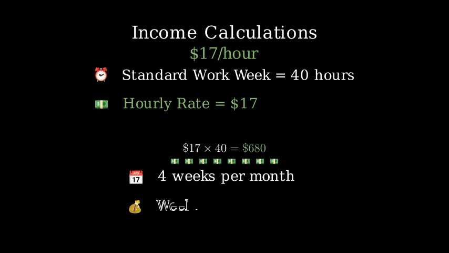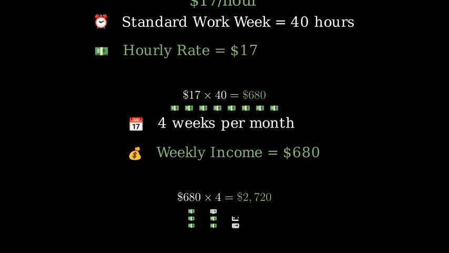Now let's calculate monthly income. There are typically 4 weeks in a month, so we multiply our weekly earnings of $680 by 4. This gives us a monthly income of $2,720. We can visualize this as 4 stacks of weekly pay.